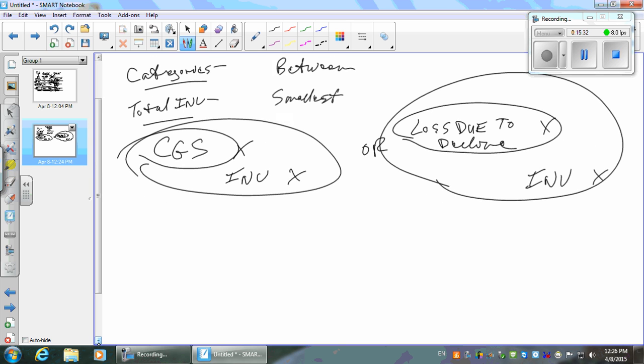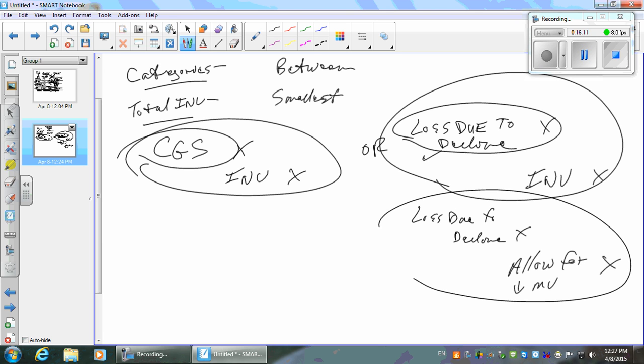Now what else might you do? You talk about an allowance. What would that be? You'd have this loss here. We have the loss due to decline in market value, right? And credit allowance to reduce to market value. And what kind of account is that thing? Contra asset. You take inventory, which you leave at cost, and you show how much it declined in value.